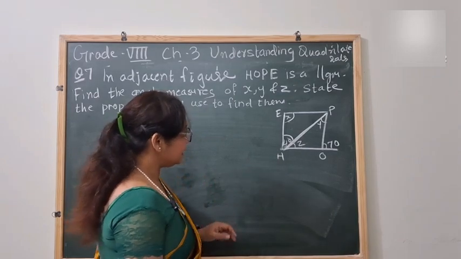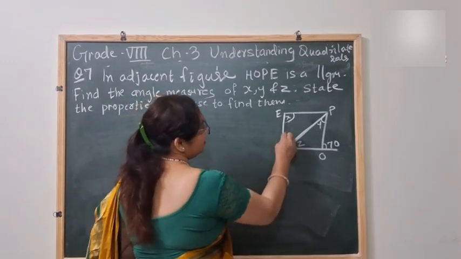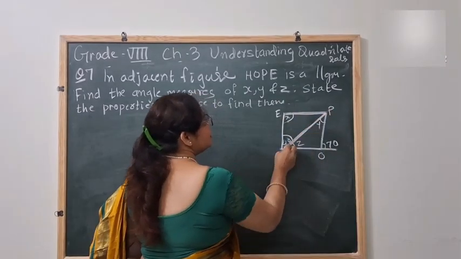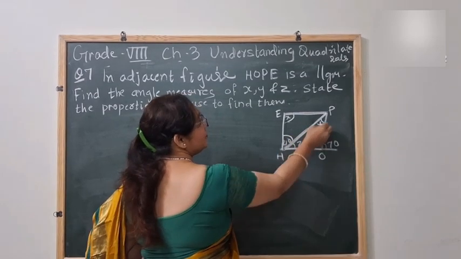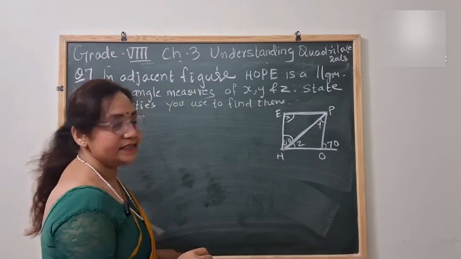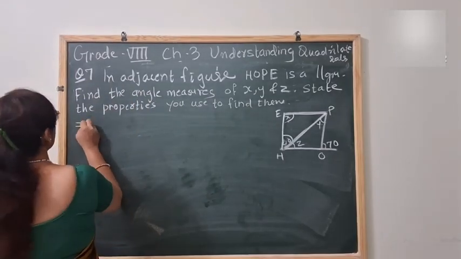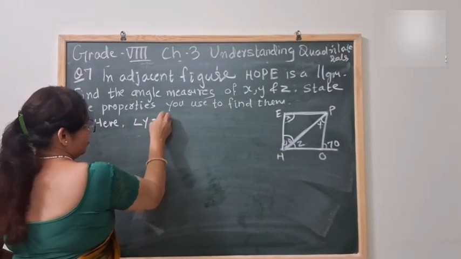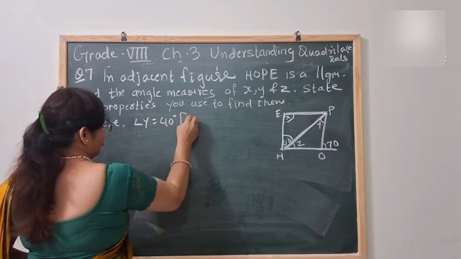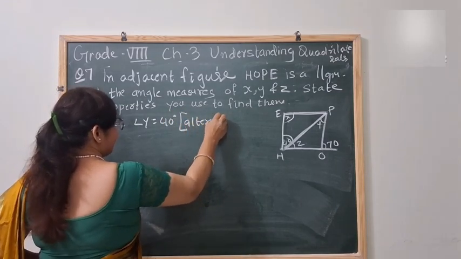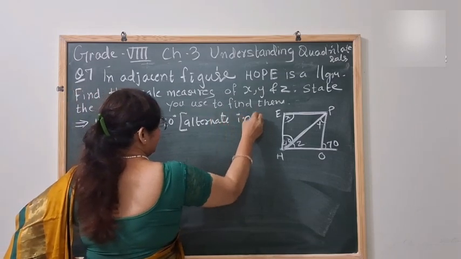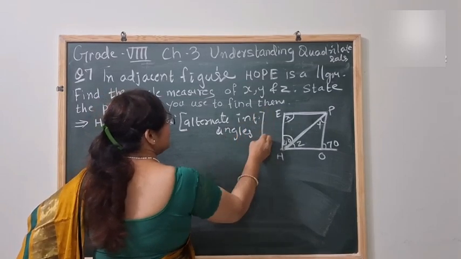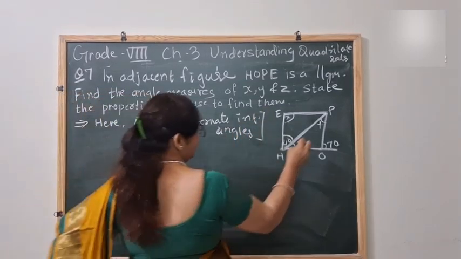Okay. Now you can easily see that these two are parallel lines and this is a transversal. So angle y and this 40 degrees, they both are equal as they are alternate interior angles. So here angle y is equal to 40 degrees, alternate interior angles. Okay, we have got this angle y as 40 degrees.